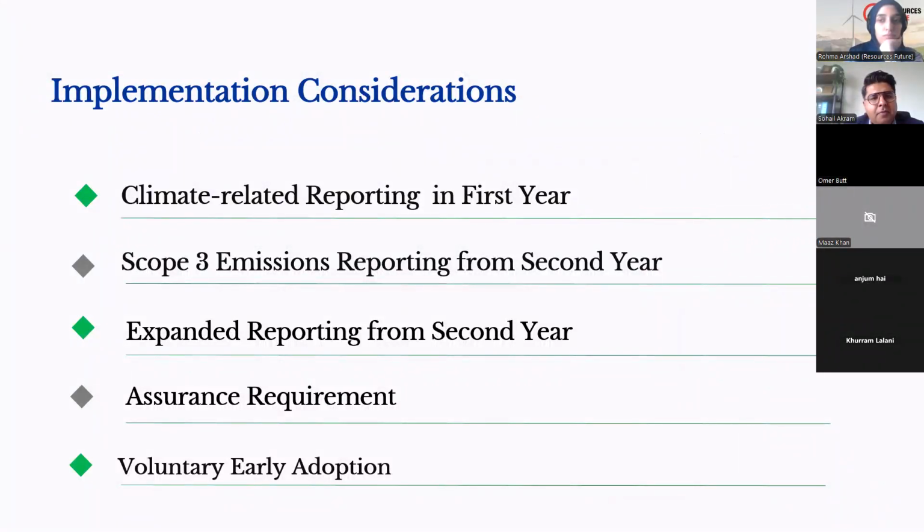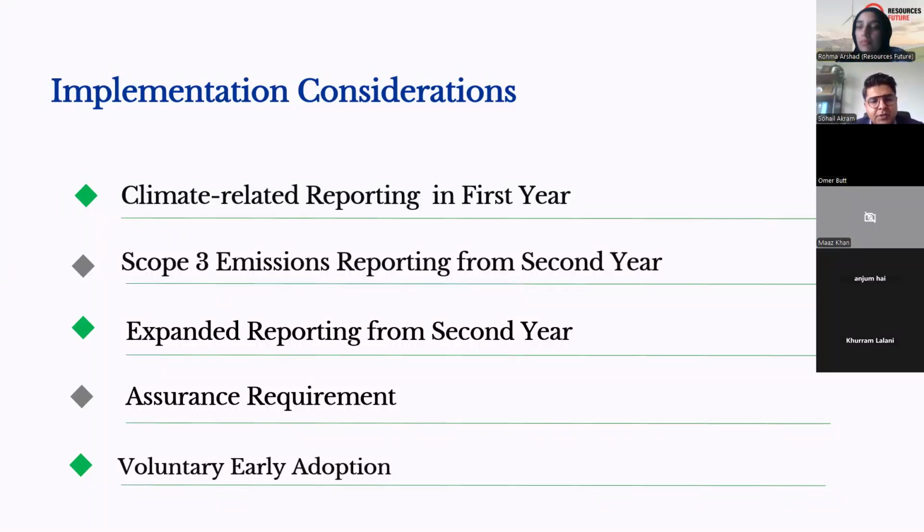Few other important aspects related to sustainability reporting and its implementation in Pakistan is that climate-related reporting is required in the first year. So, for example, if the company is required to prepare sustainability report beginning from 1st of January 2025, climate-related disclosures, that is under IFRS S2, are also required.